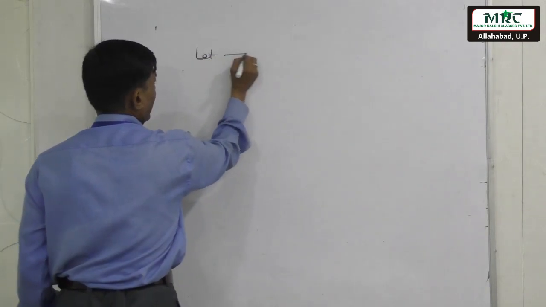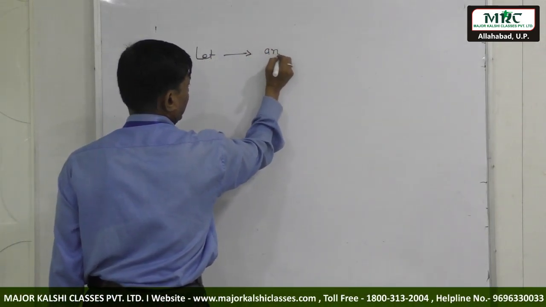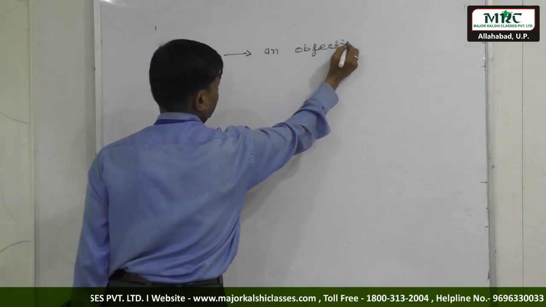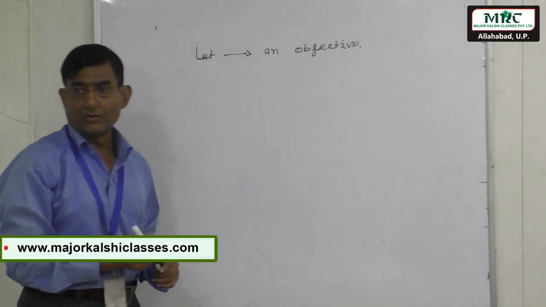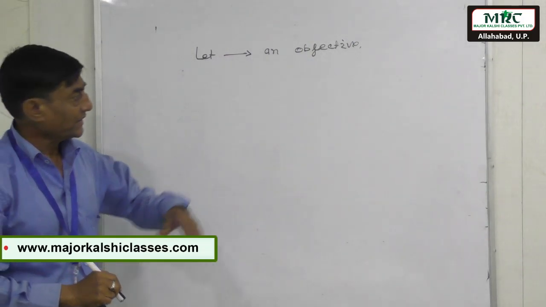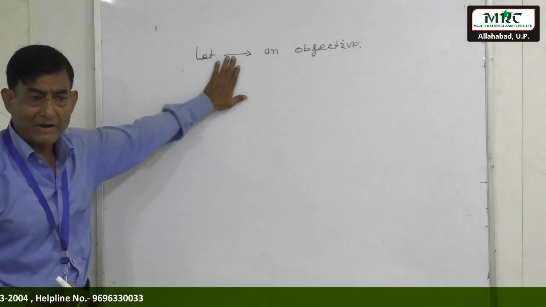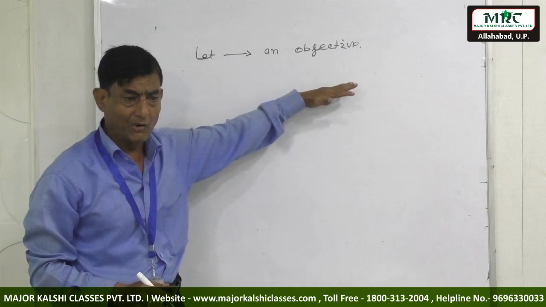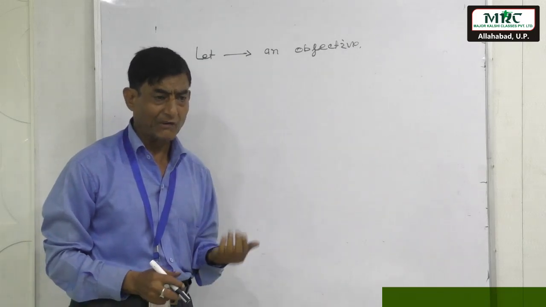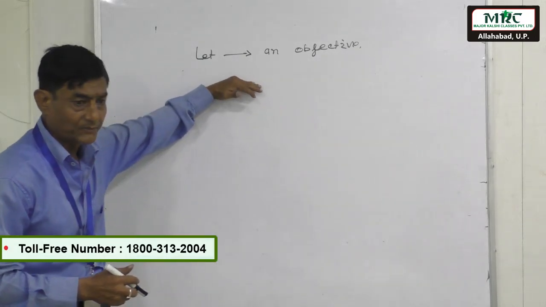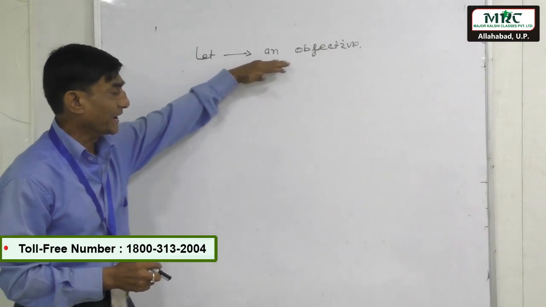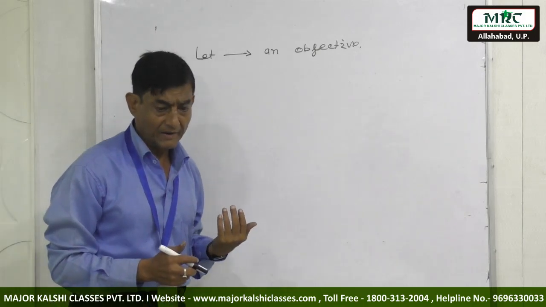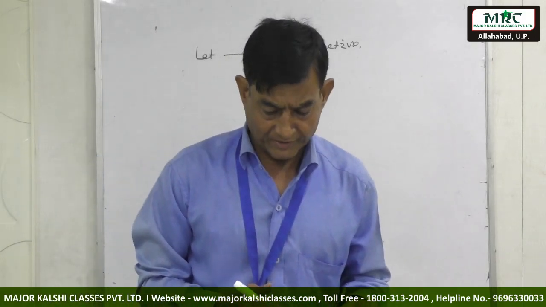Let always takes an objective case with it, and we can never use a nominative case in the sentences that begin with let. As let me go, let him go. If I say let I go, it's a wrong sentence, as let never takes a nominative case, and it always takes an objective case with it.